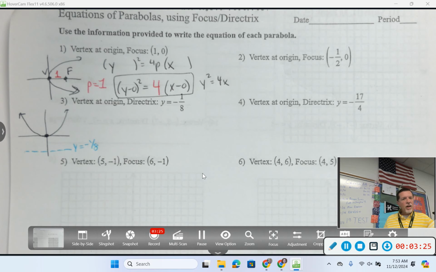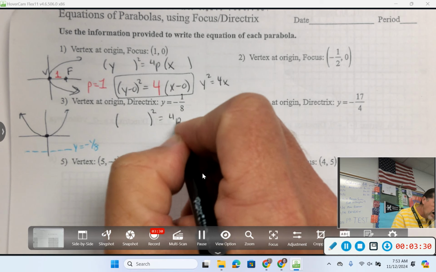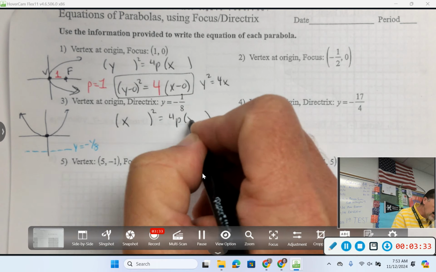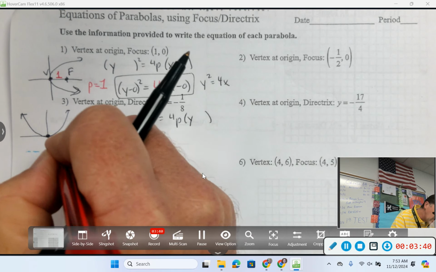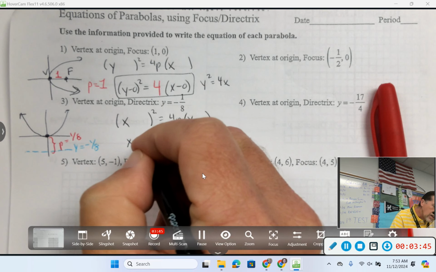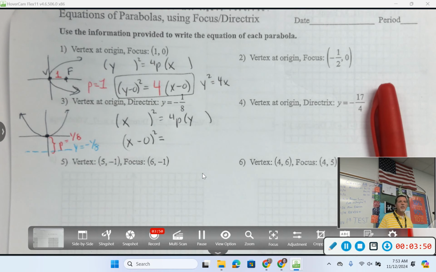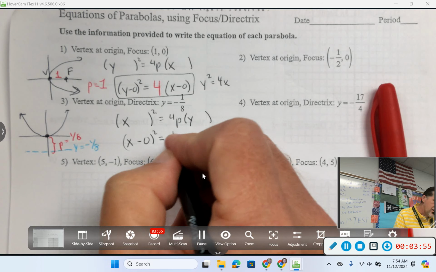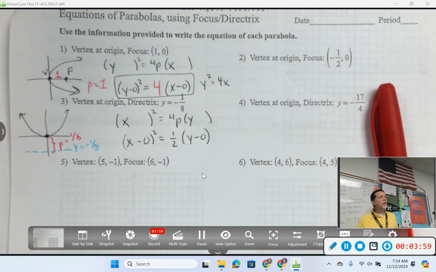If it opens up, who's squared? X. And I know the vertex is 0, 0. What's P equal to? 1/8. So 4p is equal to 1/2. Oh, wait, be careful here. So if P is 1/8, 4 times an eighth is 1/2. Because the directrix goes down.